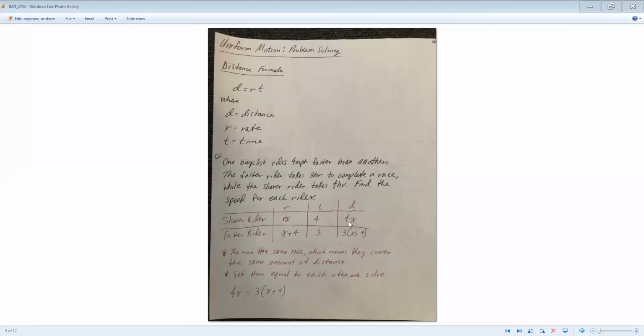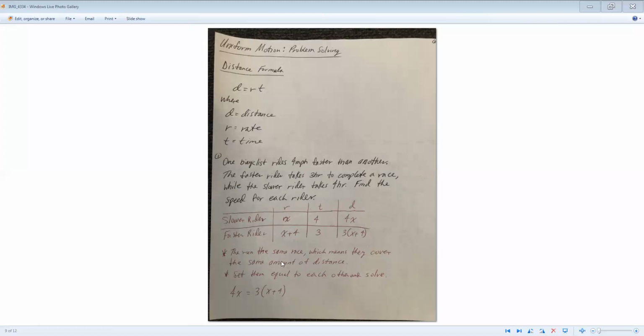Now the distance, the third column, is going to be rate times time, just like we saw in the formula, d is equal to r times t. So we take our rate, multiply it times the time, that gives us our distance. So x times 4 is 4x, x plus 4 times 3 is 3 times the x plus 4. And so that's how we fill out our third column. Once again, once we establish our rate and our time, multiply those two together, that will give us our distance.